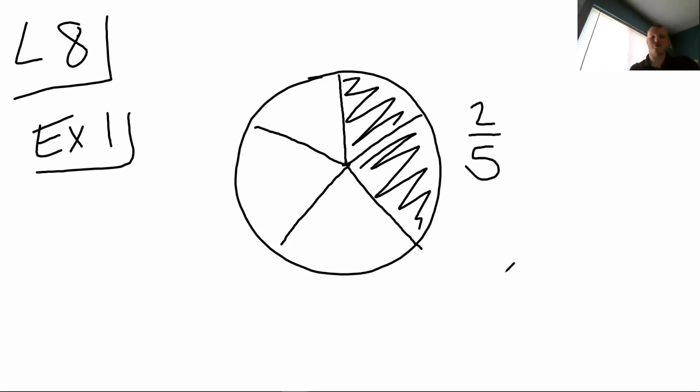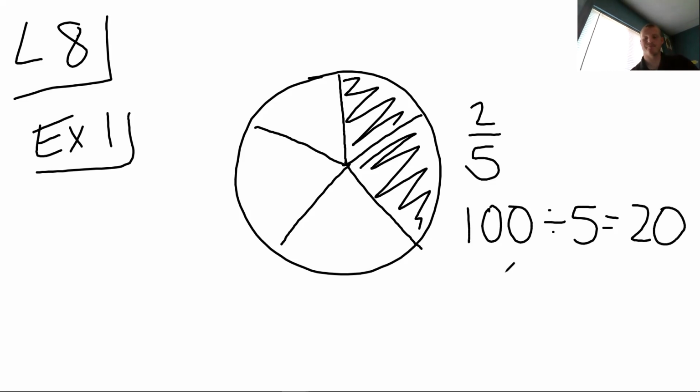So how would I figure out what percent is shaded? Bethy, can you help me out and tell me how I would figure out that? Well, 100 is divisible by 5. Yep. So I would do 100 divided by 5. And what's that going to be, Bethy? 20? Yep. If it was just one of them that was shaded, it would just be 20. But since I have 2, I'm going to take 2 times 20, and that's going to give me 40%.